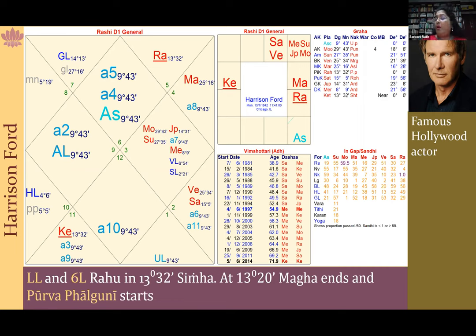Here is the horoscope of Harrison Ford. Harrison Ford was a very well-known film actor of Hollywood. At the age of 71, he faced a very serious litigation case when he was shooting for Star Wars: The Force Awakens, because he was one of the original Star Wars actors. While he was doing his stunts, one of the props fell on him and he actually hurt and broke his leg.